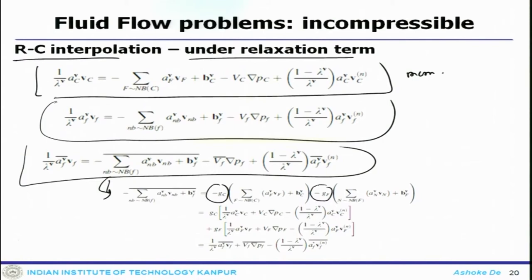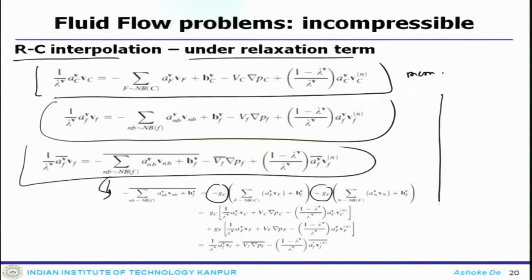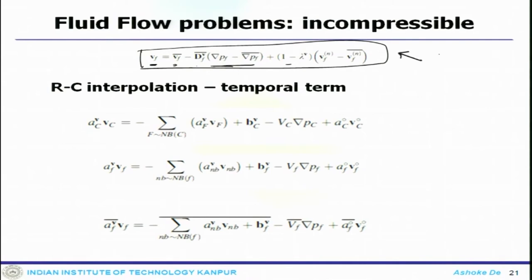Finally, this leads to a calculation of the face variable, which is written as V_f. All this algebra you can carry out, because this starts with the momentum equation. The important point here is that you get back the surface value, which is an average surface value, then there is a delta P_f and the pressure gradient, and then 1 minus lambda. So, this is how, when you use under-relaxation, the Rhie-Chow interpolation actually gets modified.